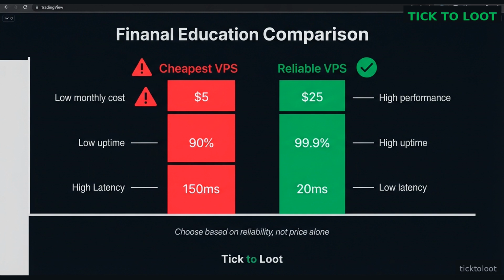So, the rule of thumb for beginners is never choose a VPS based solely on price. Look for a provider that guarantees high uptime, low latency, solid customer support, and a reasonable price that fits your budget. This approach protects your capital and ensures your EA can operate as intended, day and night.